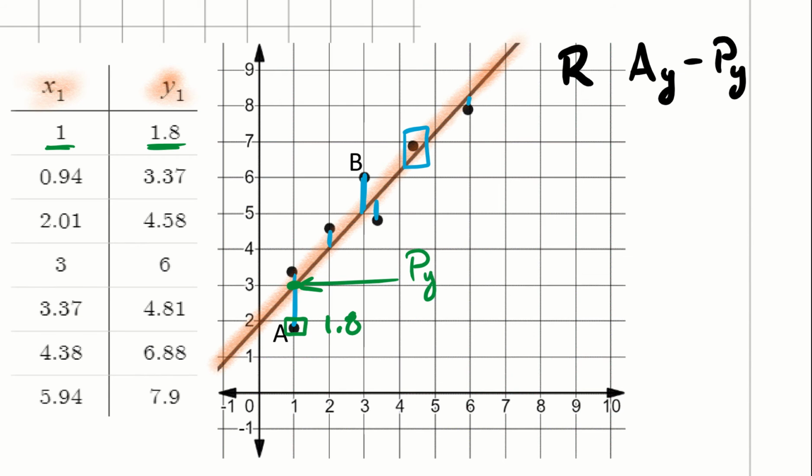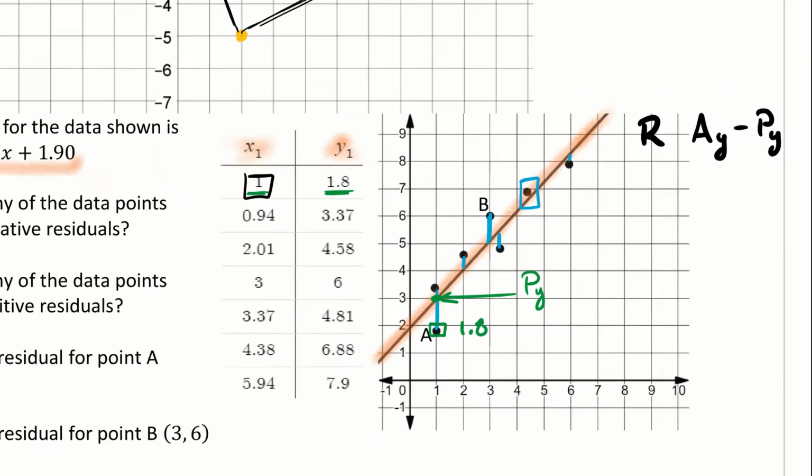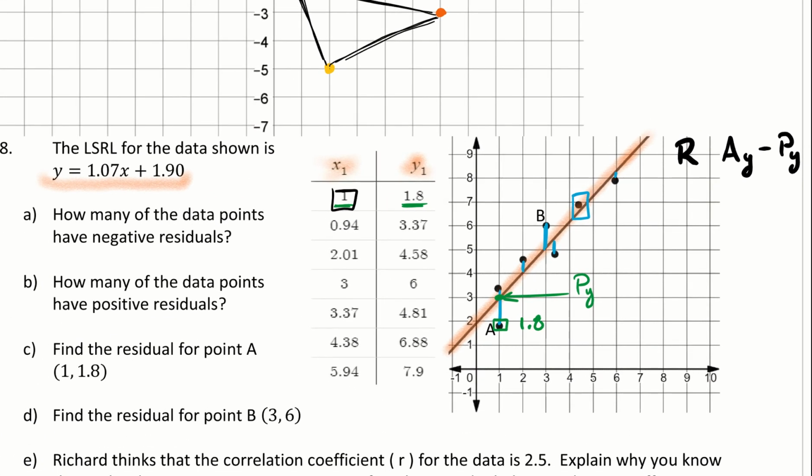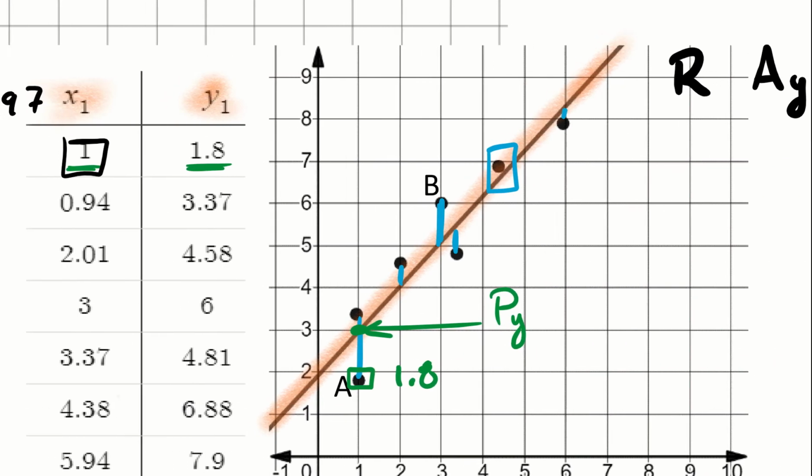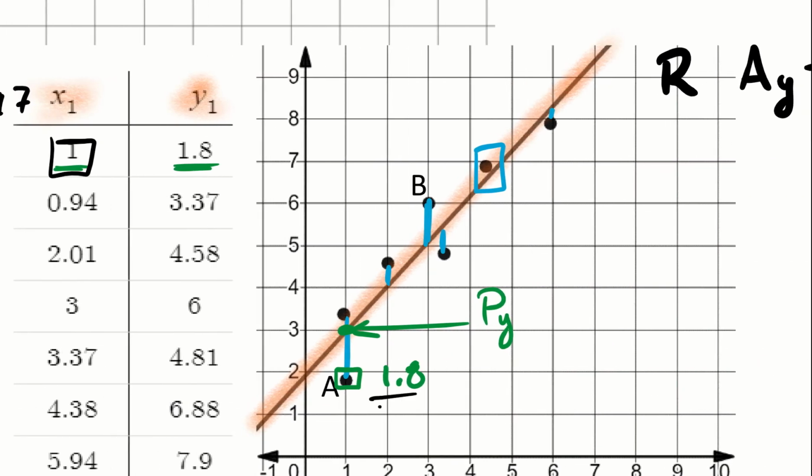And we calculate that predicted y value by taking the x value from our data table, which is 1, and simply plugging it into the least square regression line. So if x is 1 goes in there, this is going to be 1.07 plus 1.90. So it's going to be 2.97. So my predicted y value is 2.97. So I can see both of the things I need. I can see that my actual y, the one from the table, is 1.8, and my predicted y is 2.97.